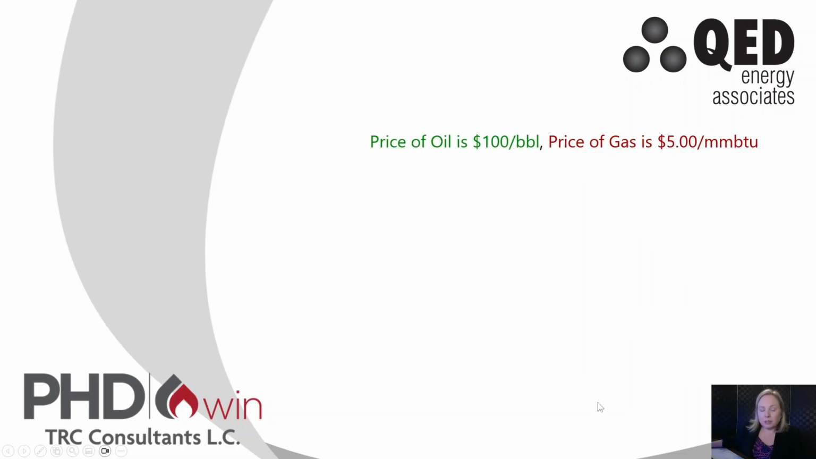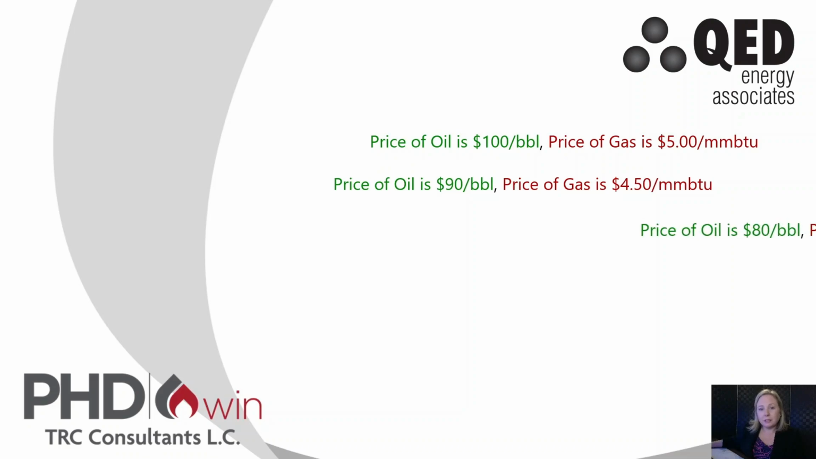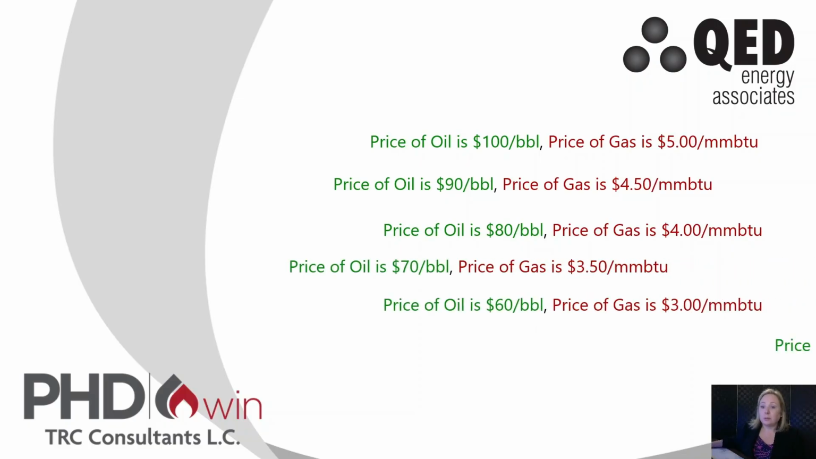Lots of times when I'm running a database, I want to check how sensitive my database results are to different price decks. What if we had a flat price deck of $100 per barrel for oil and $5 per MMBTU for gas? The results would certainly be different if we brought that down a bit to maybe 90 and 4.50, or if we took it all the way down to 80 and 4. There would be lots of different price decks we could test. If we tested something like $50 per barrel and $2.50 per MMBTU, we would definitely get less recoverable hydrocarbons in our reserve report answers.